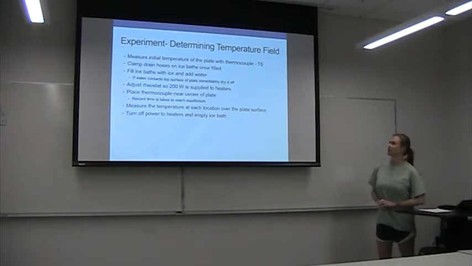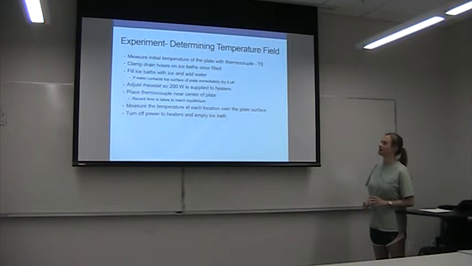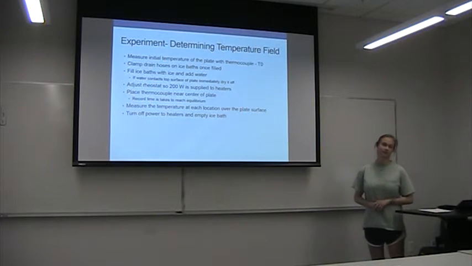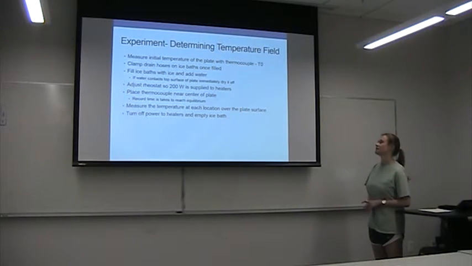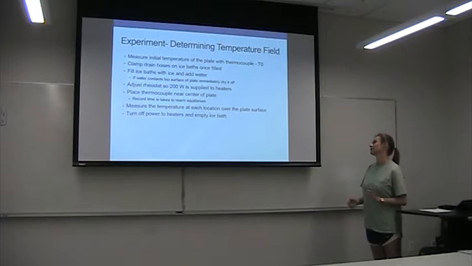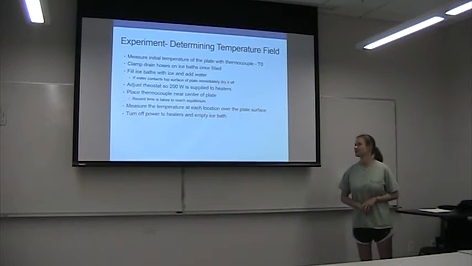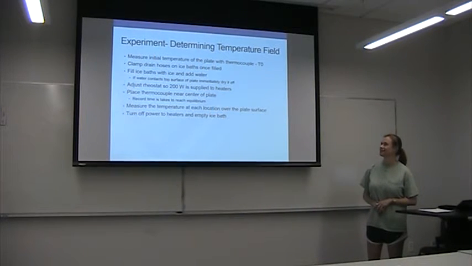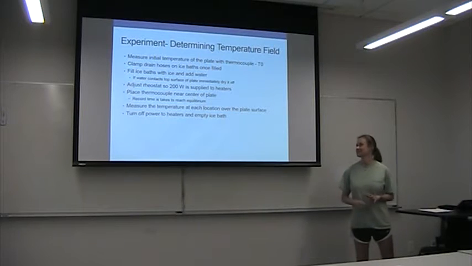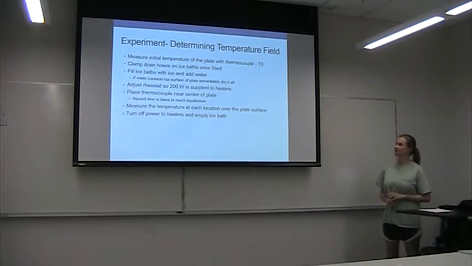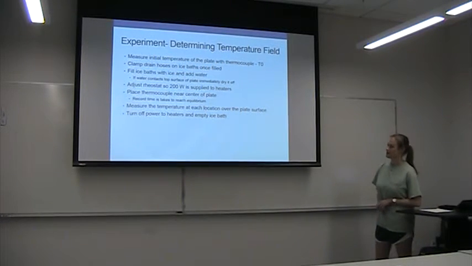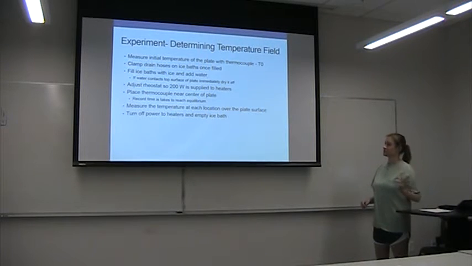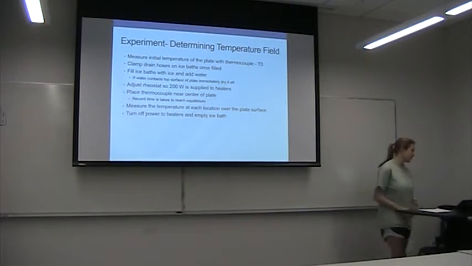So for the actual experiment, you just measure the initial temperature of the plate with a thermocouple, which is T naught. Clamp drain hoses on the ice baths before they're filled. Fill ice baths with ice water and add water if you need to. And then adjust the rheostat to 200 watts. Place the thermocouple near the center of the plate and record the time it takes to reach equilibrium, and then measure the temperature at each location over the plate surface and record, and then turn everything off and empty the ice bath.